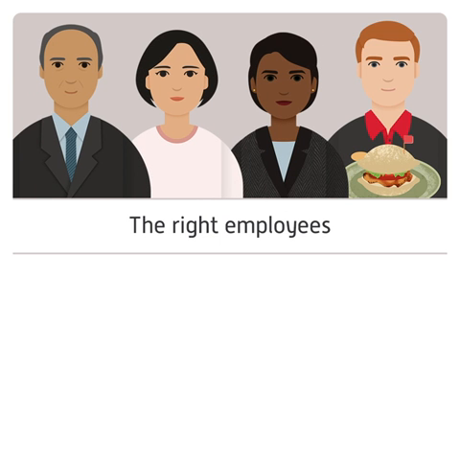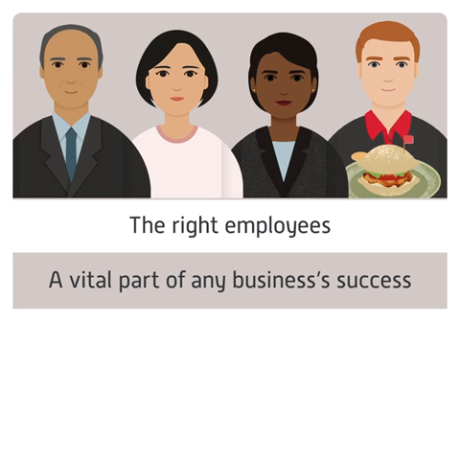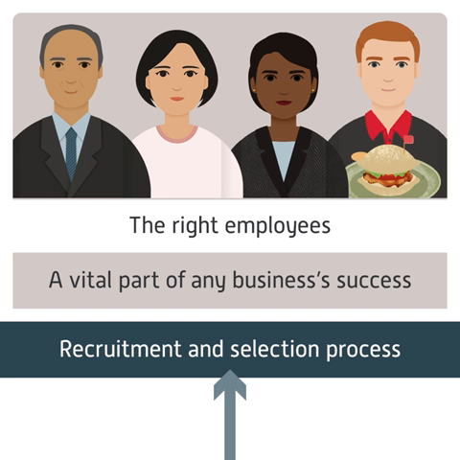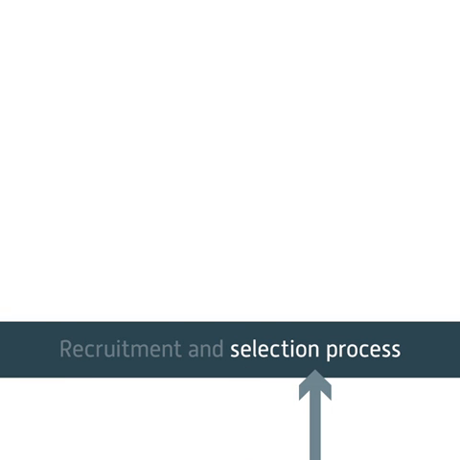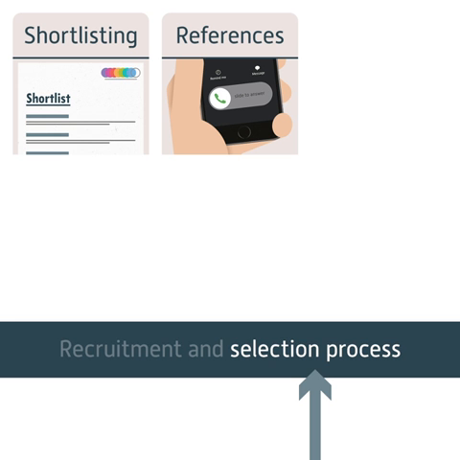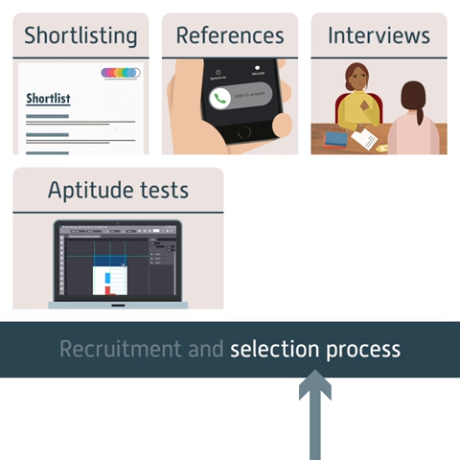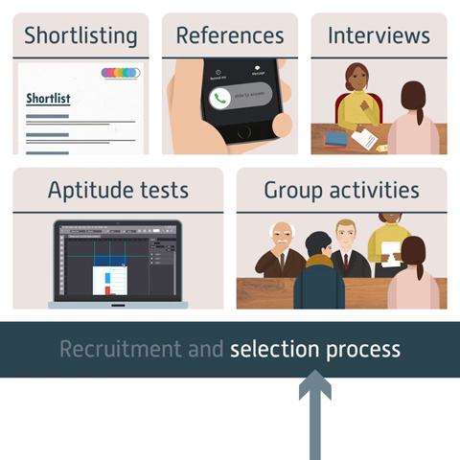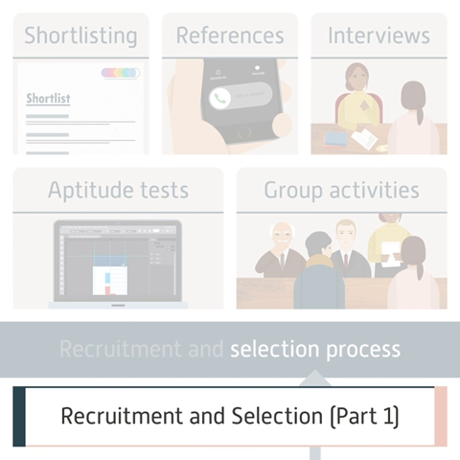Hiring the right employees is a vital part of the success of any business, and this is done through the recruitment and selection process. In this pod, we'll focus on methods of selecting staff, including shortlisting, references, interviews, aptitude tests, and group activities. If you haven't already watched Recruitment and Selection Part 1, it would be useful to go back and watch it first to understand how employees identify and advertise vacancies.